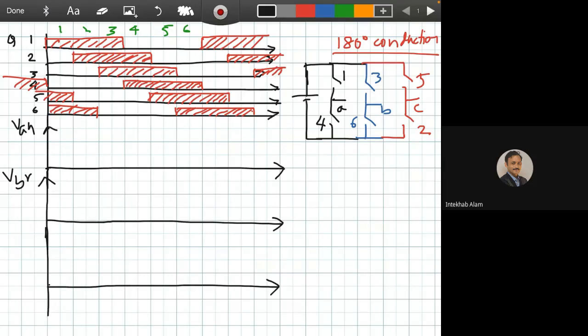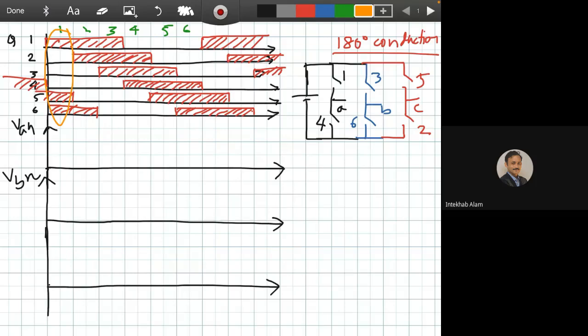Okay, so which switch will remain on in mode 1? You can see from this part that in mode 1, switch 1, 5 and 6 are on. So do you have any question regarding this point?